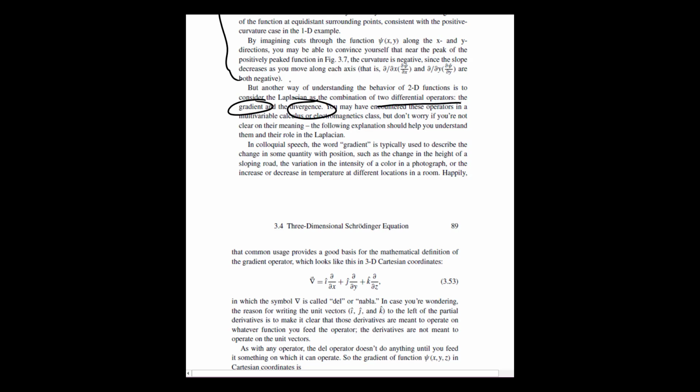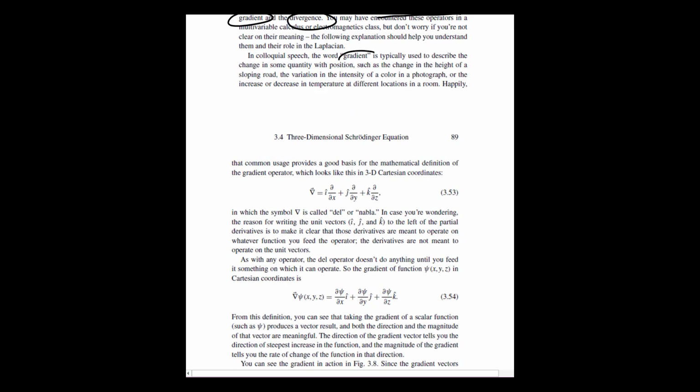Probably ran into these in an E&M class if you ever took one of those. And of course, in colloquial speech, gradient just means some kind of change, usually over space, such as the change of height on a road that has a slope, or the intensity of the color in a photograph, temperature in a room. Gradient generally means change over distance. And if you write out an operator for the gradient, it's this del operator. There's a little arrow hat on top because what it's going to do is produce a vector.